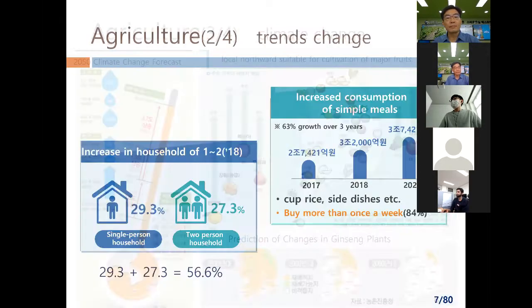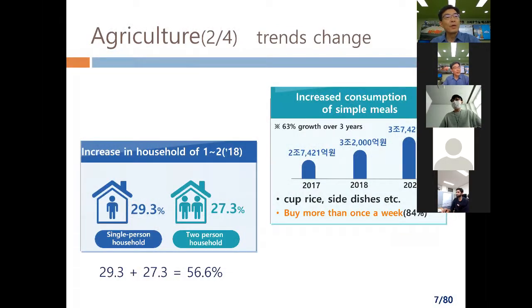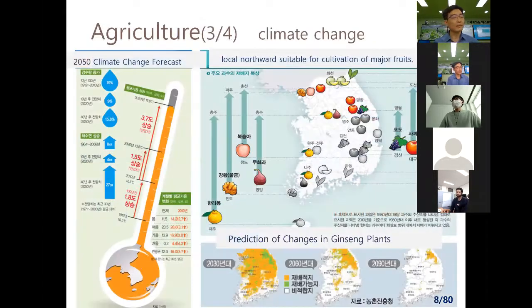Also, in society, more and more households are living alone, and the market for convenience food has grown. In addition, due to the climate changing and global warming, the cultivation area of major crops is gradually moving northward.